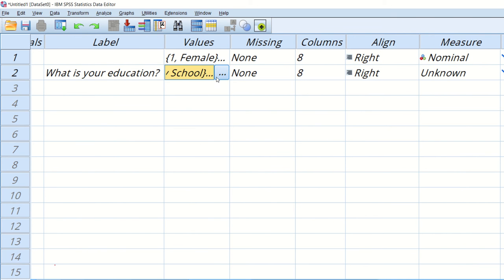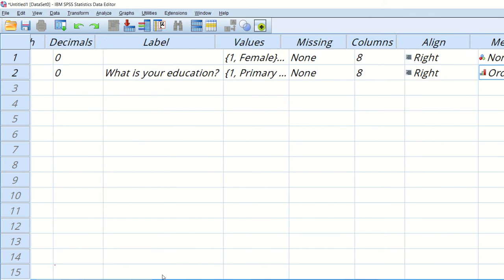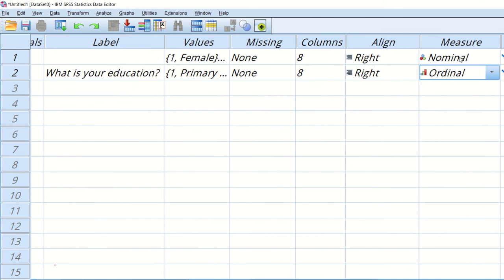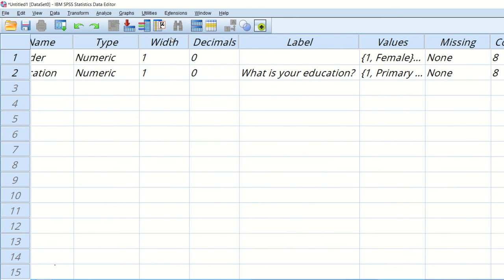Here the order is important. Now, since the order is important, we say it is ordinal. Good. So we have nominal, we have ordinal, and we have seen that here the width and decimals should be 1 and 0.